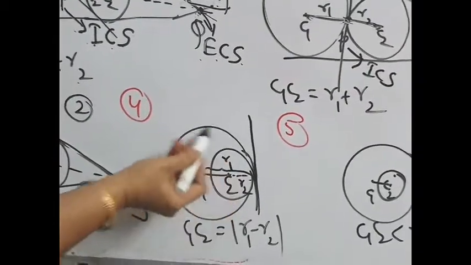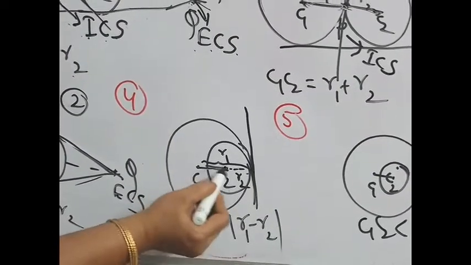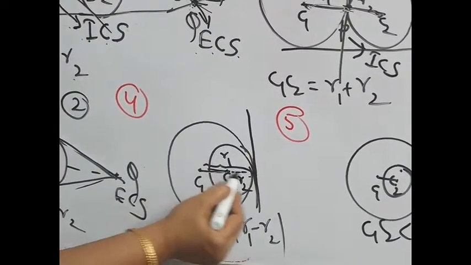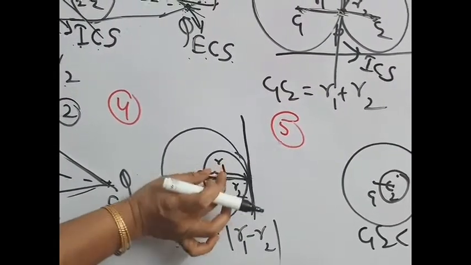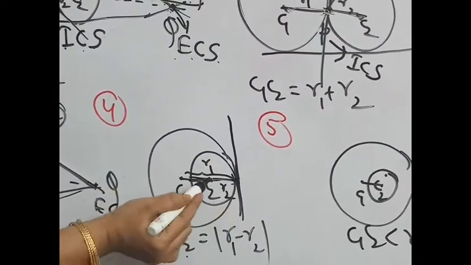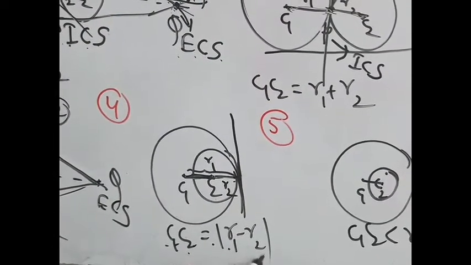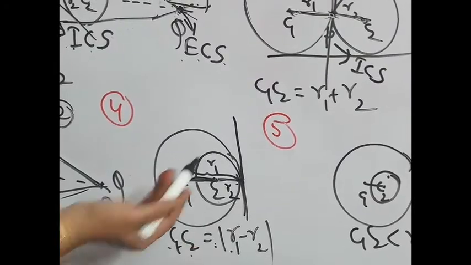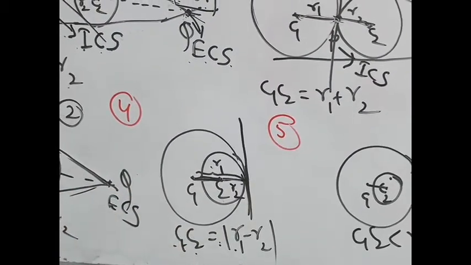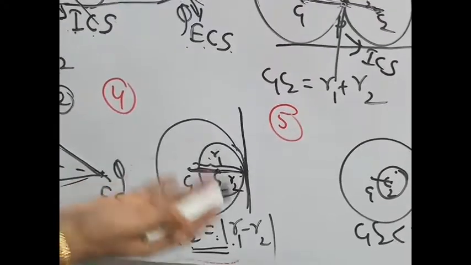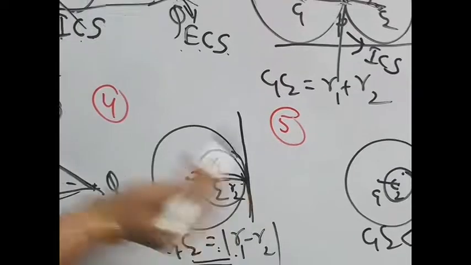See, two circles like this. This is C1, C2, R1 minus R2. This is R1 and this is R2. When you subtract one radius from the other radius, you get the C1, C2 distance. So C1, C2 is equal to modulus of R1 minus R2. Why are we taking modulus? Because you can take this R1 or this R1. In this case, what is the relative position? Two circles touch internally at one point.